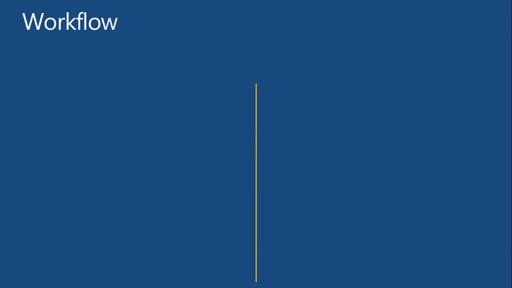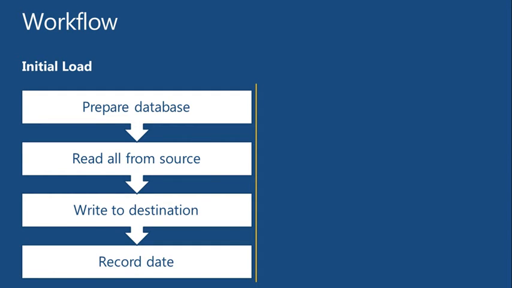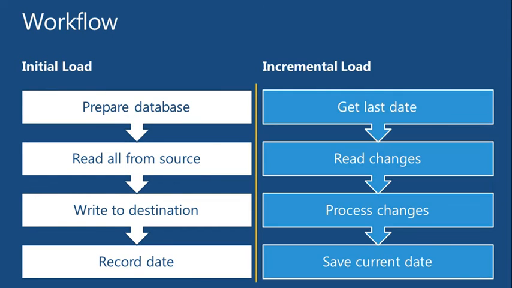So the general workflow with CDC is we're going to start with an initial load. And this is more of an interactive process. You're going to prepare your database in some way, and we'll talk about that more in the next slide. You're going to read all the data from your source system. You're going to bulk load it or write it all to the destination. And then you're going to record the LSN or the date of when this load was actually done. Next, you're going to do an incremental load. The incremental load is going to get the last date. It's going to read all the changes. It's going to process the changes, and then it's going to save the current date or the current position.